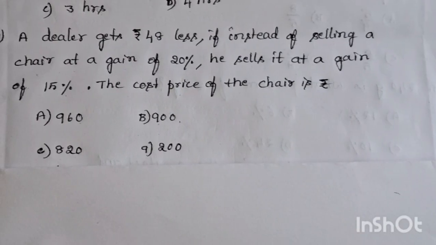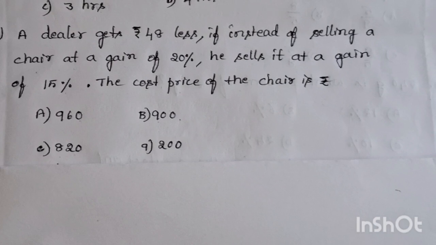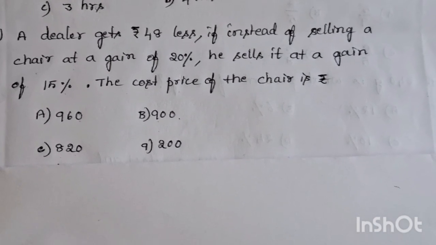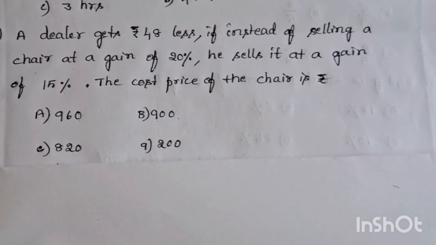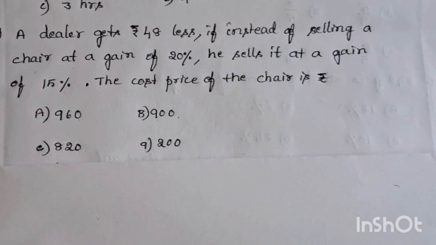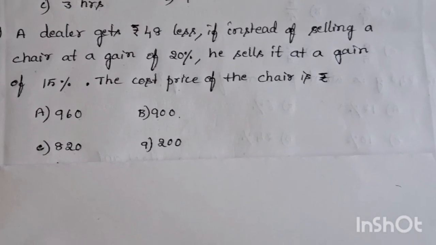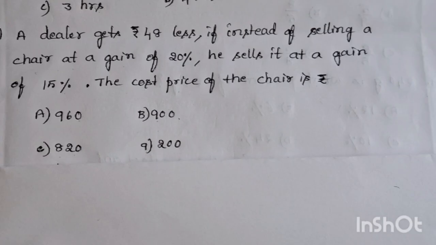Next, ninth one. A dealer gets rupees 48 less if instead of selling a chair at a gain of 20%, he sells it at a gain of 15%. The cost price of the chair is rupees, options 960, 900, 820 and 200. Here, to find out the cost price of the chair, we must find out the difference between the selling price of the chair at the gain of 20% and at the gain of 15%.